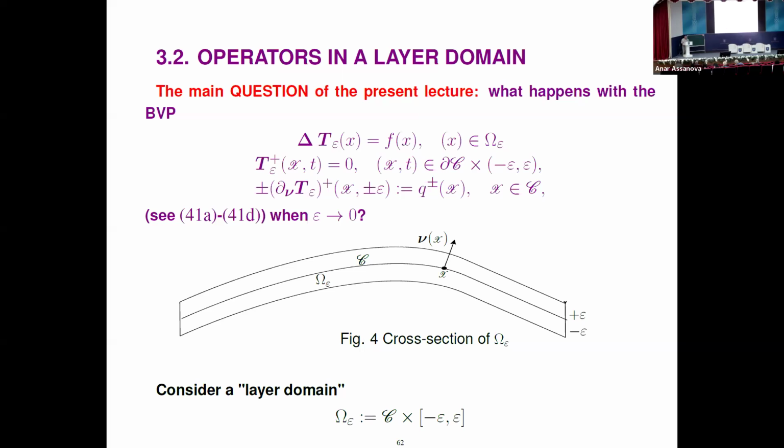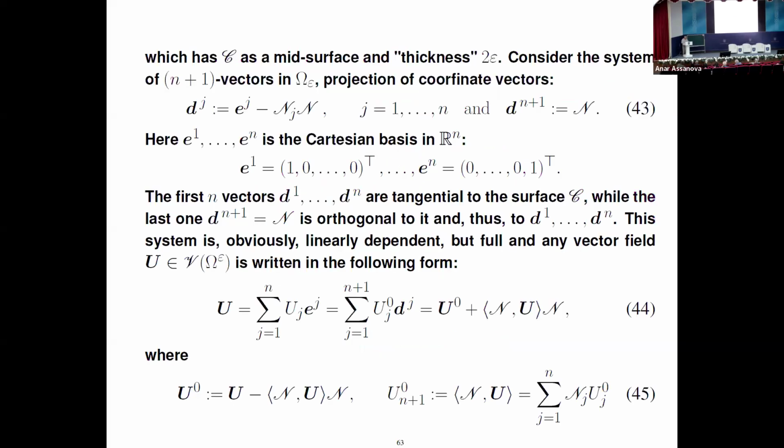Operators in a layer domain. Now we have to rewrite everything in the layer domain to work with it. Here I remind the equation: the Laplace equation in the layer domain, zero condition on the lateral surface, and on the upper and lower surfaces we have heat fluxes, which are known functions. Consider a layer domain. Again, it's a direct product of the mid surface with minus epsilon, epsilon. And let's continue.